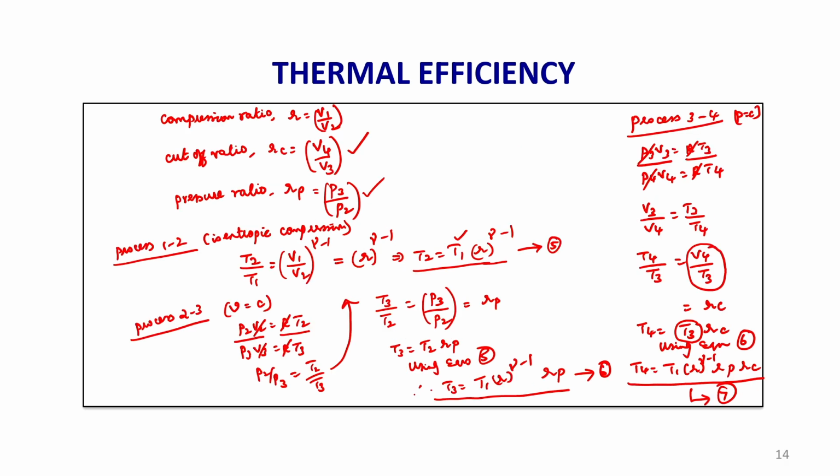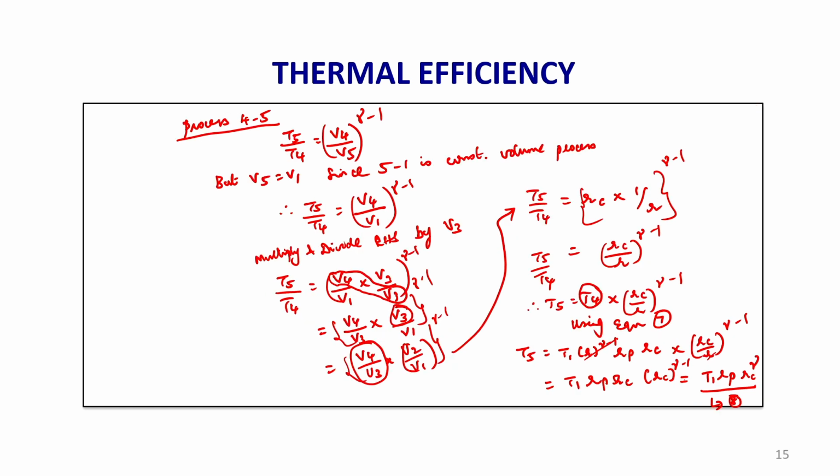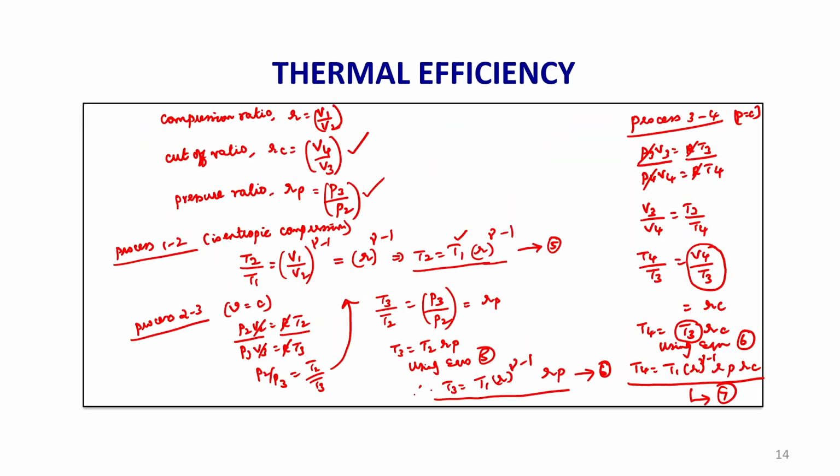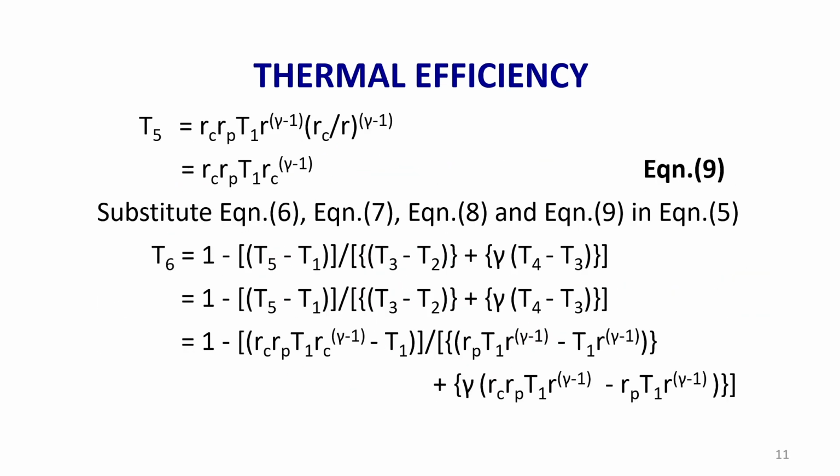Substitute equation 5, which is T2 in terms of T1, equation 6, T3 in terms of T1, equation 7, T4 in terms of T1, and equation 8, T5 in terms of T1. Now I have got T5 in terms of T1 and a few other terms. So substitute 5, 6, 7, 8 instead of T2, T3, T4, T5 in equation number 4, and if you simplify you will get this equation.